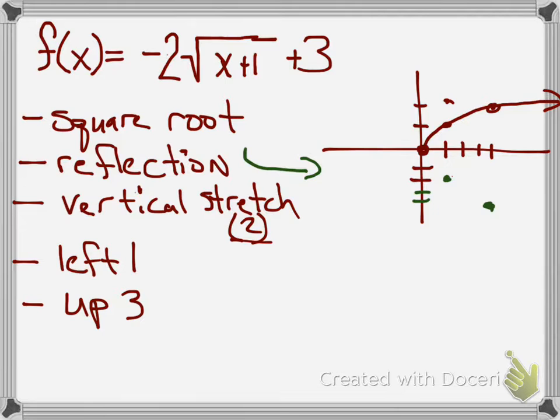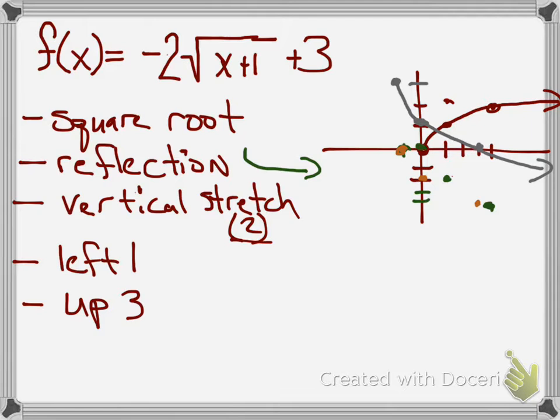Okay, and then I want to go to the left one. So I'm going to take each one of these green points here, and I'm going to move them all to the left 1. So that's what this is. You can see those orange dots. And then I'm going to move all those orange dots up 3. So 1, 2, 3, and you end up right there. There's your graph. There you go.